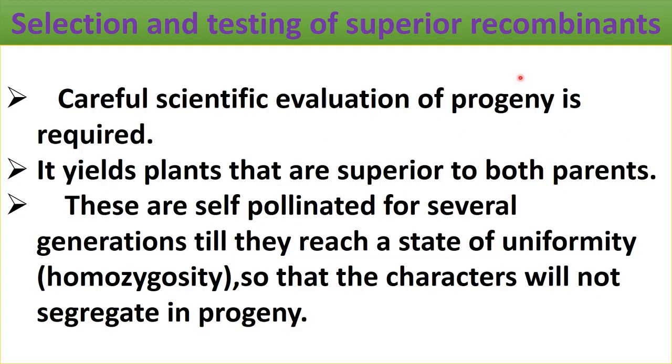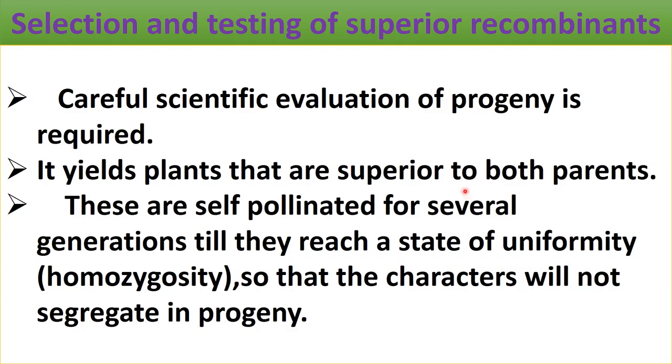Progeny means all the plants which are obtained after the hybridization of the parent plants. So that progeny is carefully evaluated. It yields plants that are superior to both parents. Superior to both parents means which are having a combination of desirable characteristics. Because many plants will be obtained after the hybridization.